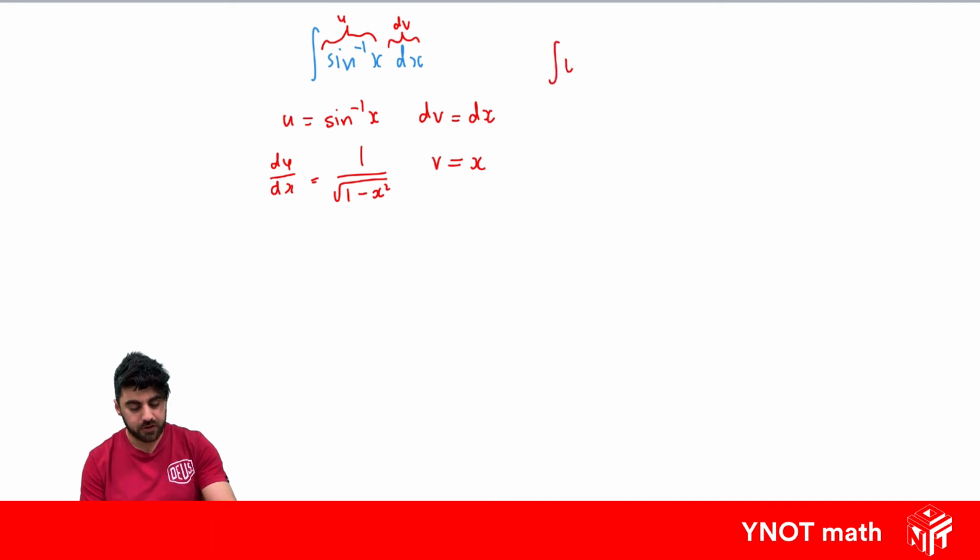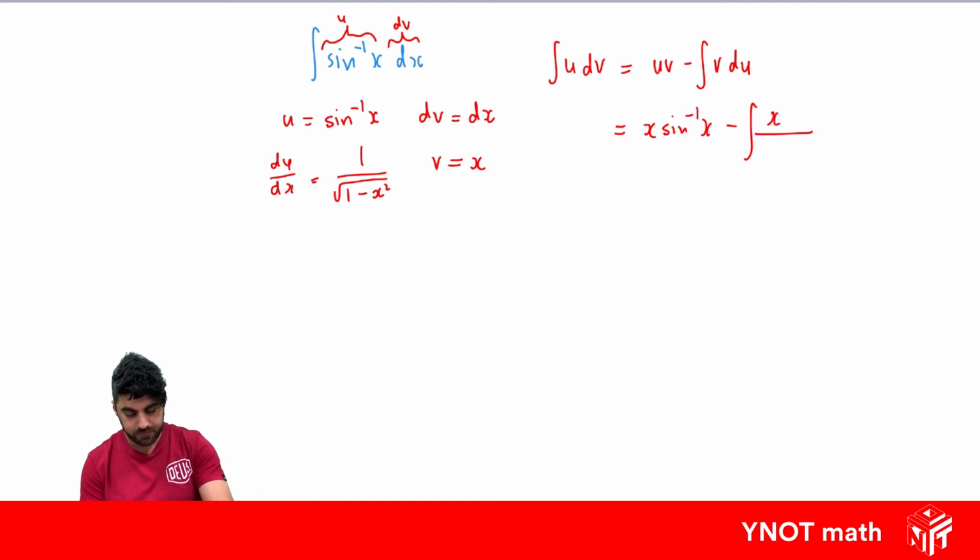Integrating both sides here, we're just going to get v equals x. And we know the integral of u dv is going to equal uv minus the integral of v du. So u times v, we're just going to get x times the inverse sine of x minus the integral of v du, where we're going to get x over the square root of 1 minus x squared dx.